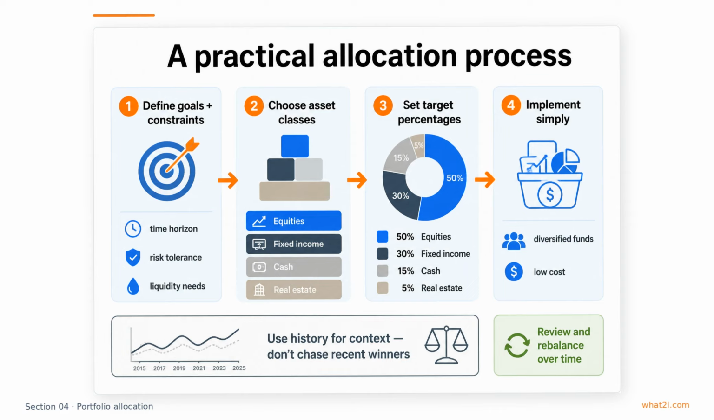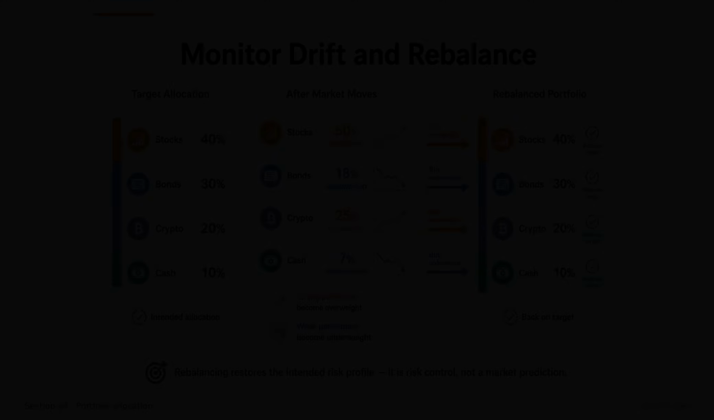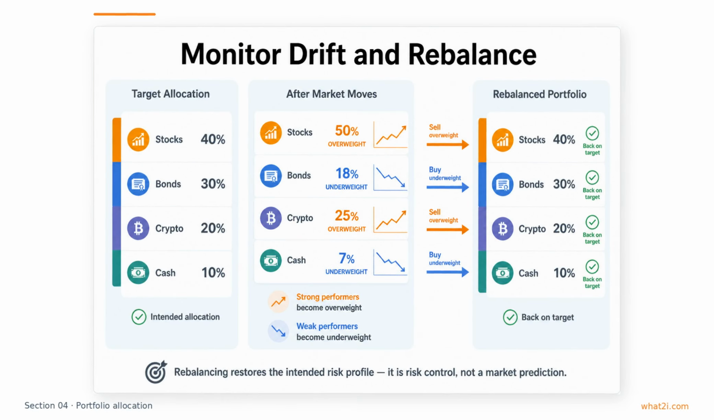Simplicity matters because a portfolio that is easy to understand is easier to maintain. Historical data can help provide context, but the goal is not to chase the assets that have most recently done well. Once an allocation is in place, market movements will naturally cause drift.